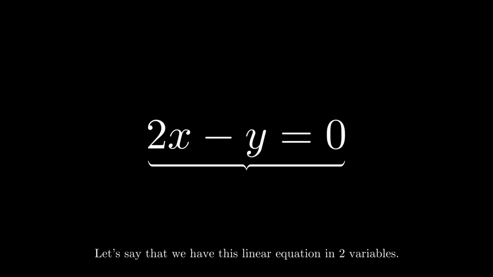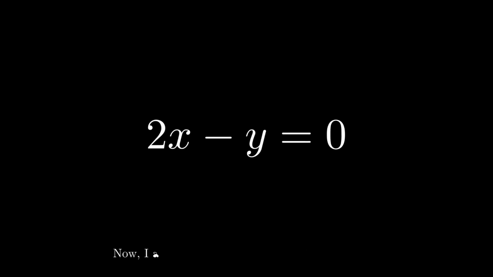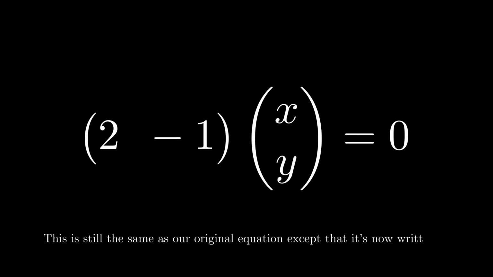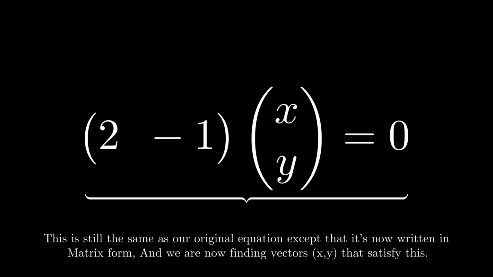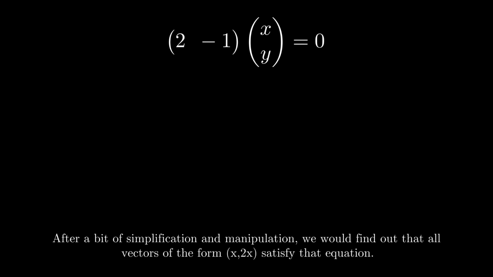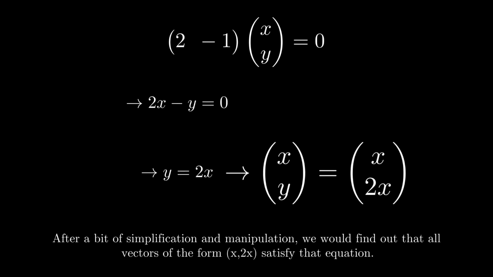Let's say that we have this linear equation and two variables. Now, I am gonna write this thing a bit differently. This is still the same as our original equation, except that now it's written in matrix form, and now we are finding vectors x, y that satisfy this equation. After a bit of simplification and manipulation, we would find out that all vectors of the form x, 2x satisfy that equation.